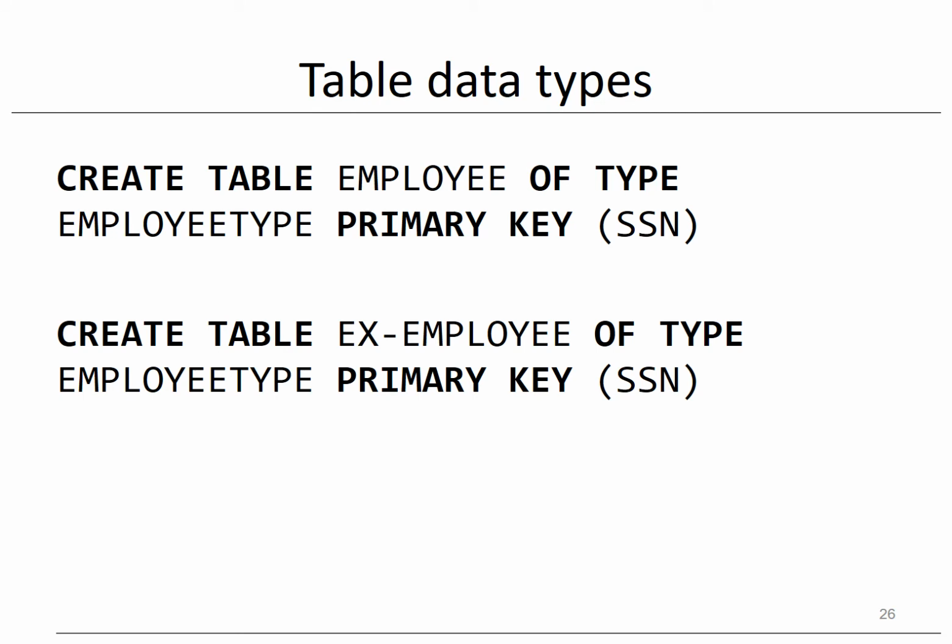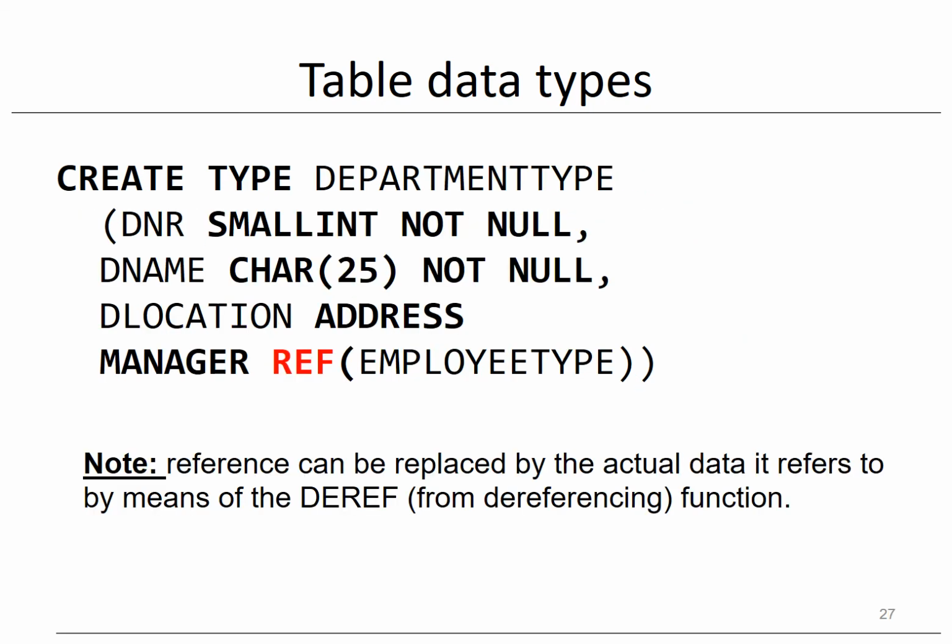The employee type table data type can now be used to define two tables, employee and ex-employee, as shown here. A column of a table type definition can also refer to another table type definition using the keyword ref, as you can see here. This assumes that the ORDBMS supports row identifications.